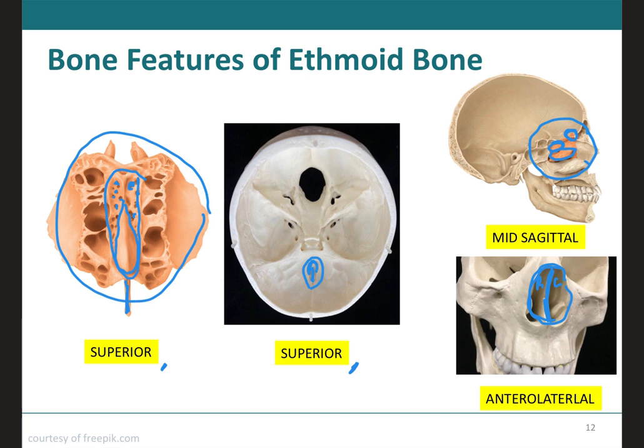We do have another nasal conchae that's called the inferior nasal conchae, and this is a bone of its own. So it's a separate bone. It does not belong to another bone. So it's not a bone feature of another bone. It's a bone on its own, the inferior nasal conchae.